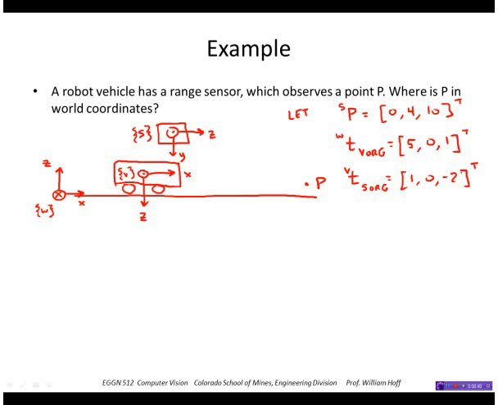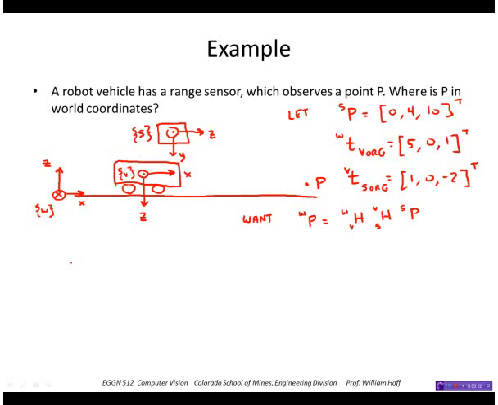Okay, so we want to do this. We want to say, if we can construct the transformation from vehicle to world times the transformation matrix from sensor to vehicle times the position of P in sensor, we could get the position in the world. Okay, so let's look at these pieces individually.